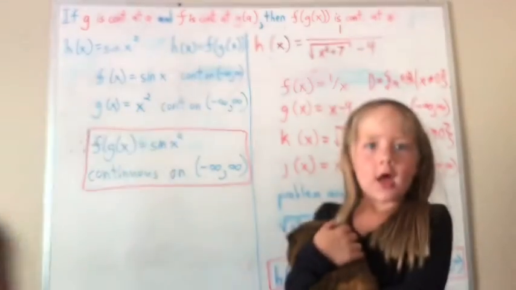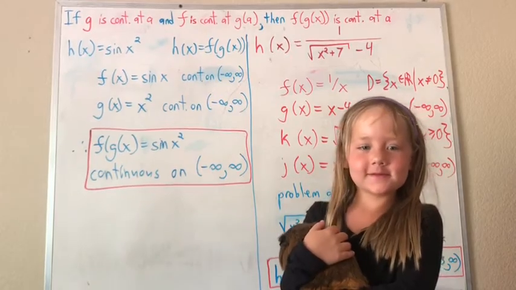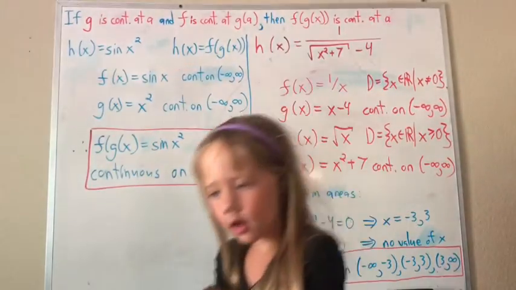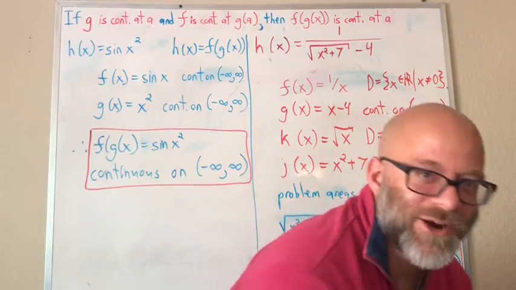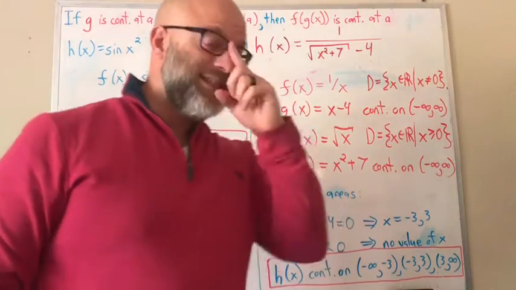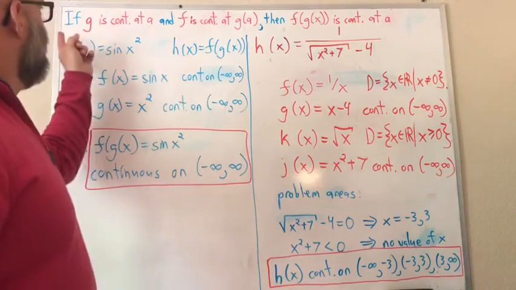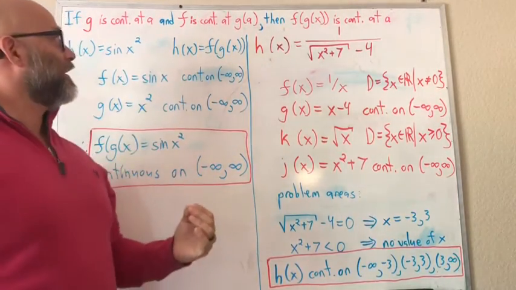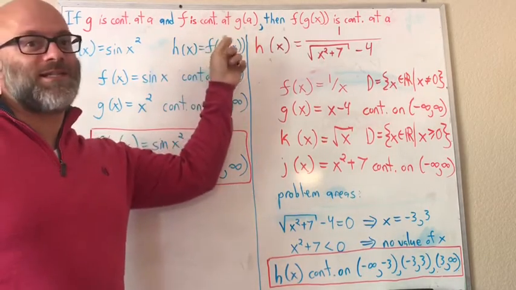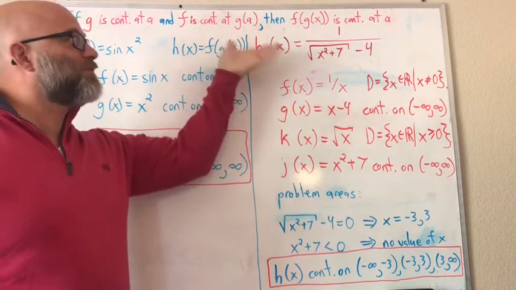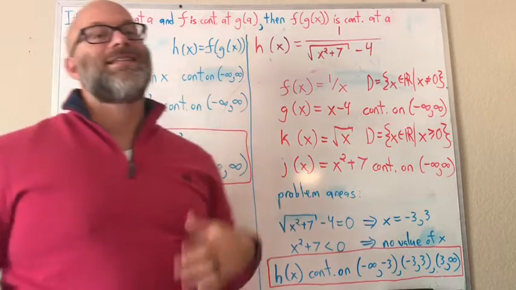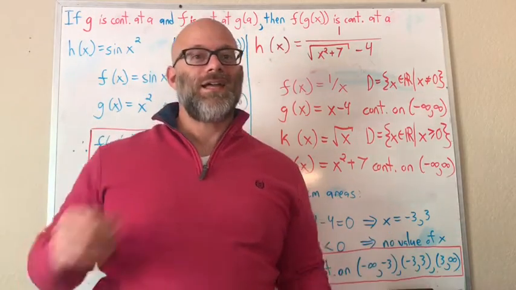Guess what? There's more to know about composite functions. Stop squirming. That's right, folks. A natural outgrowth of what we just talked about is this theorem. If g is continuous at a and f is continuous at g of a, then f of g of x, the composite function, is continuous at a.